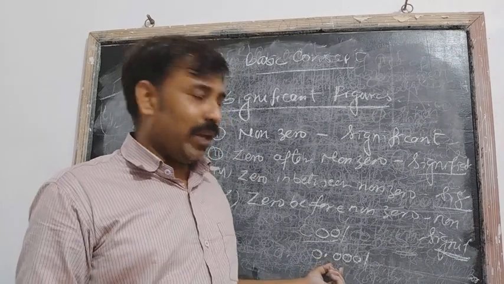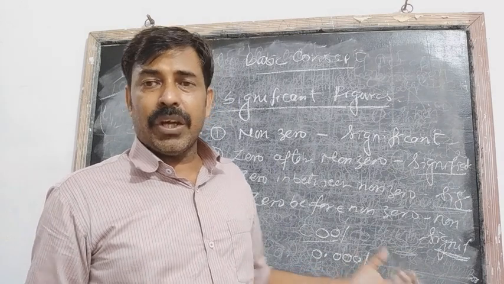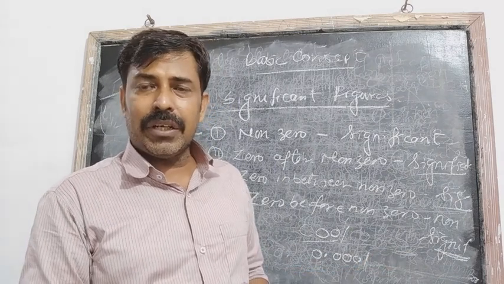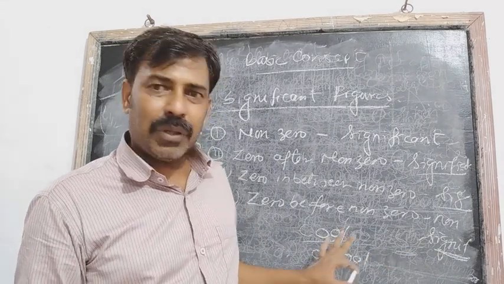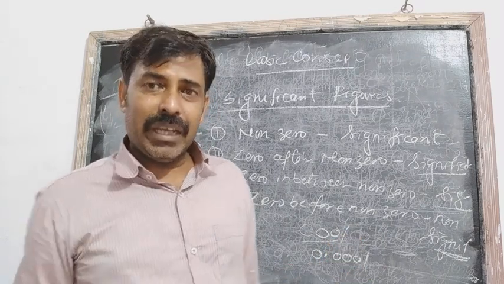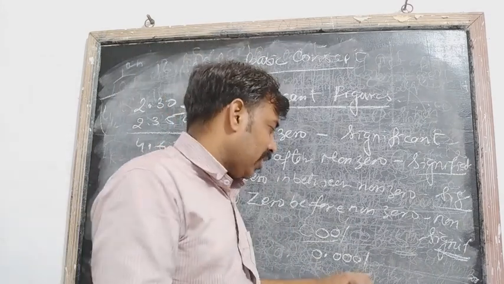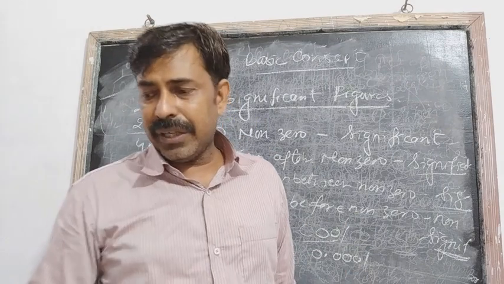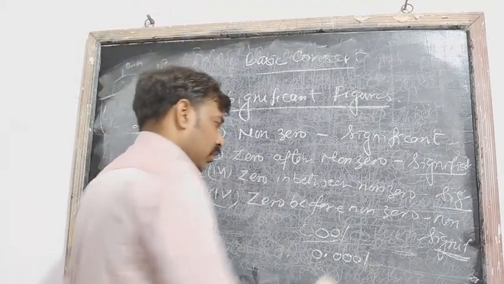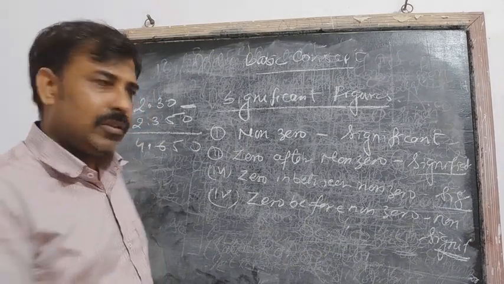If you are writing the value in terms of meters, it will be 0.001 meter. But if you are writing in terms of centimeters or millimeters, you will find that some of the zeros must be ignored, because they don't have any value, they don't have any use. So these zeros which are coming before a non-zero will be considered as non-significant figures.